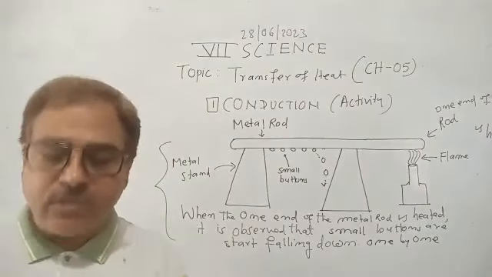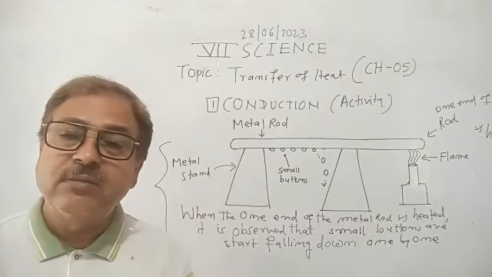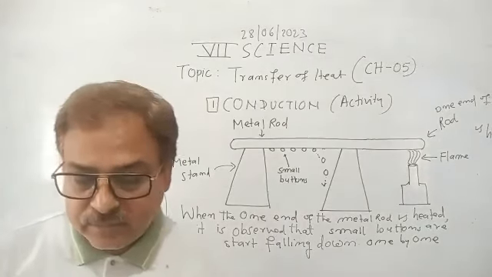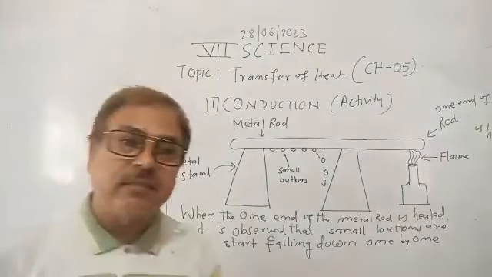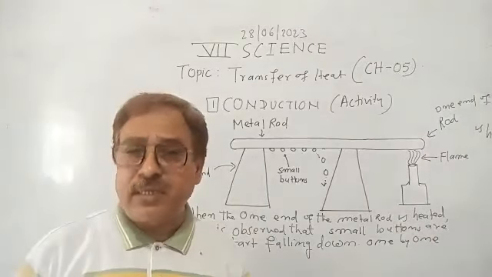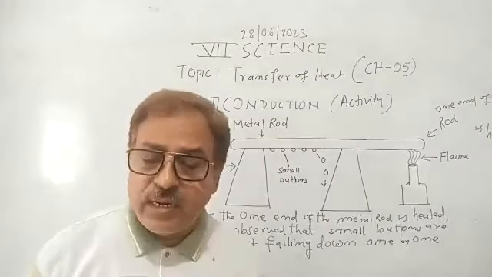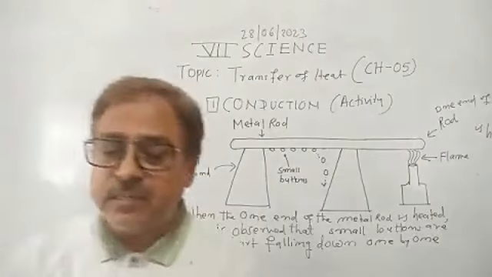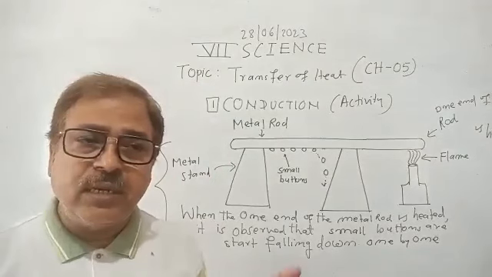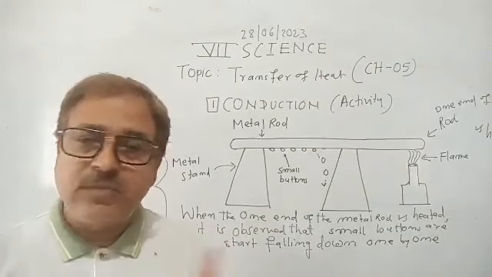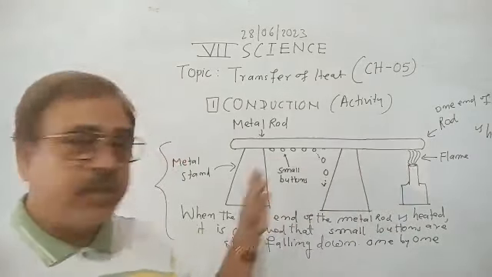This falling of the buttons shows that there is transfer of heat through the solid material, the metal rod, and subsequently melting of the wax on which the buttons are pasted. When the temperature of the rod increases, the wax starts to melt and the buttons pasted on it start to fall down. So it is seen that there is gradual transfer of heat energy from one end to the other end.